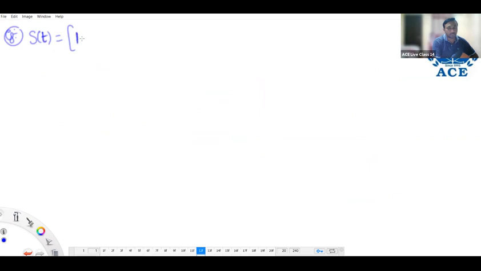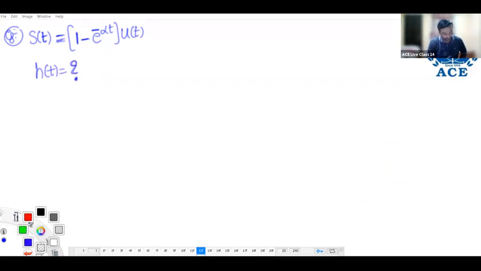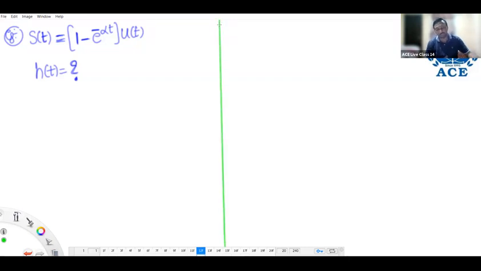If the step response is given by 1 minus e power minus alpha t u of t, try to get h of t, everyone. S of t is known, we want h of t, which means differentiation of the step response is the impulse response. Carry on. Take S of t and try to differentiate it.